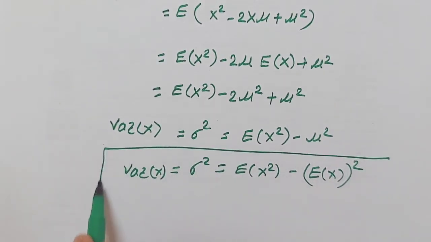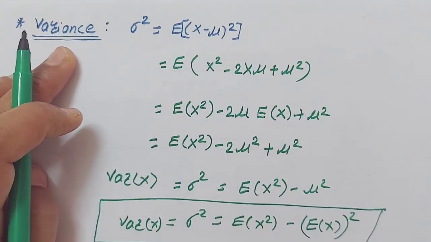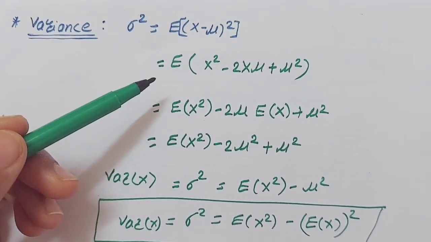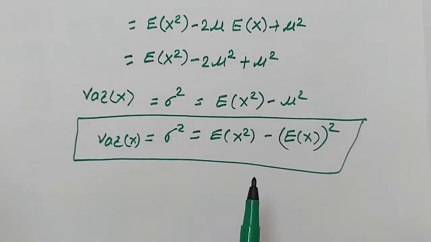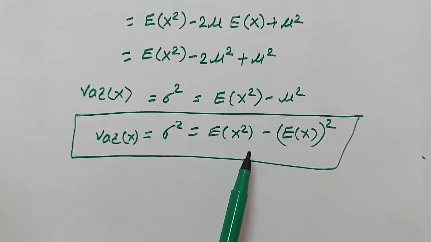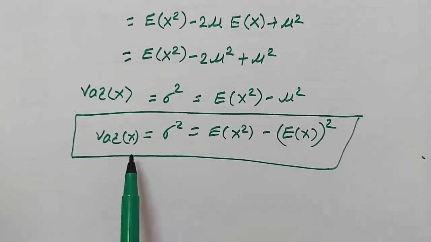So this formula is very important, because every time if you use the definition, then it will be very difficult to take the summation term wise and solve. But in this form, if we know the value of expectation of x and expectation of x square, then using this formula we can easily find variance of x.